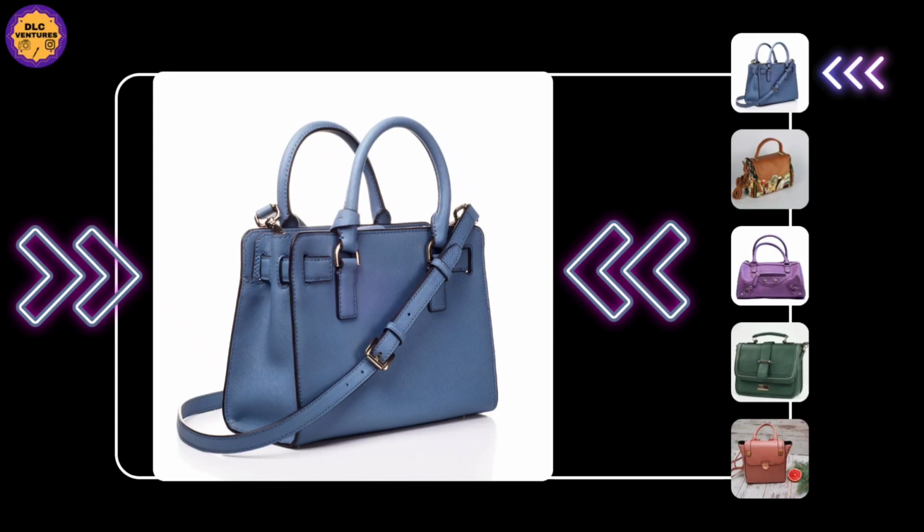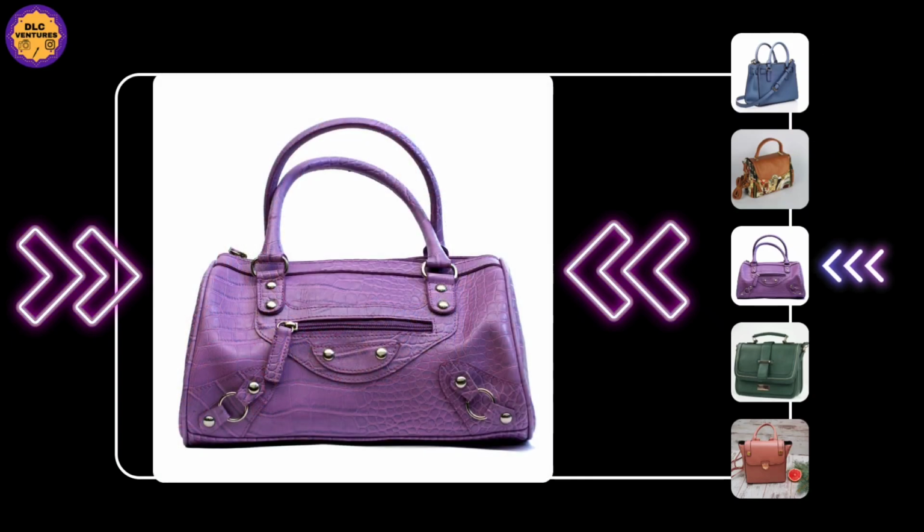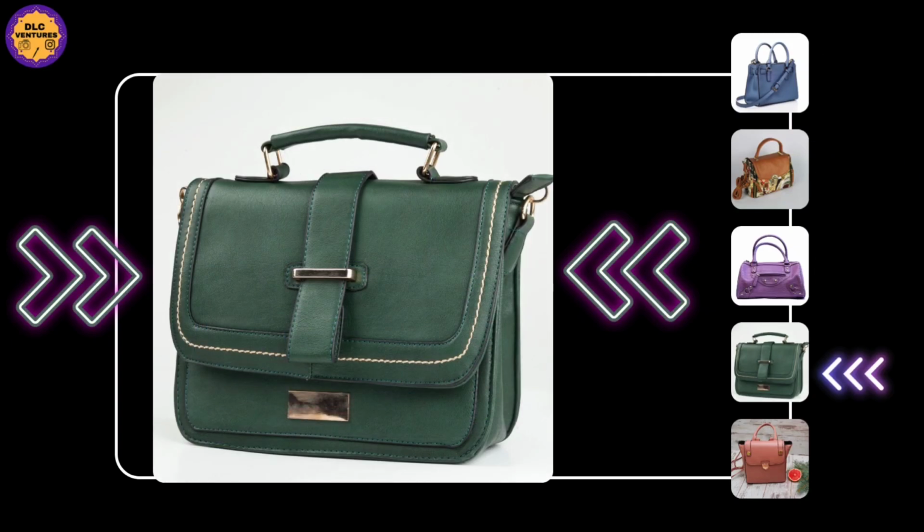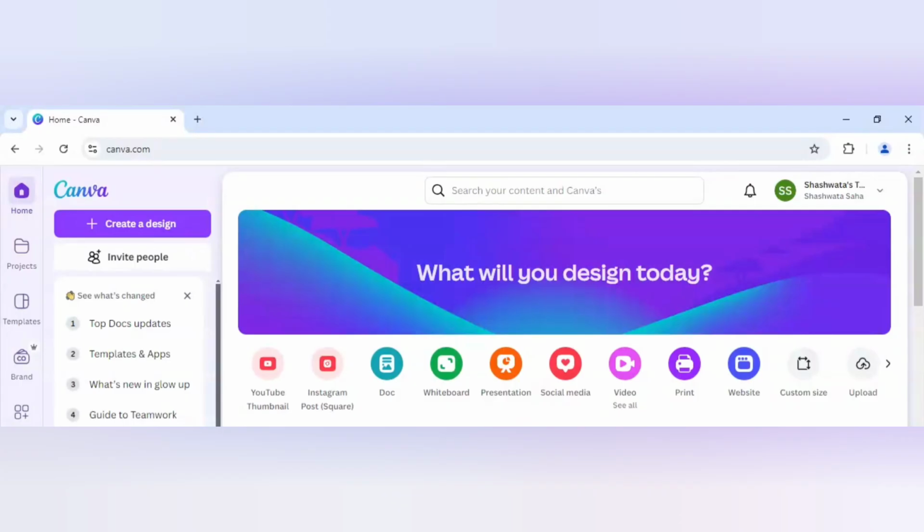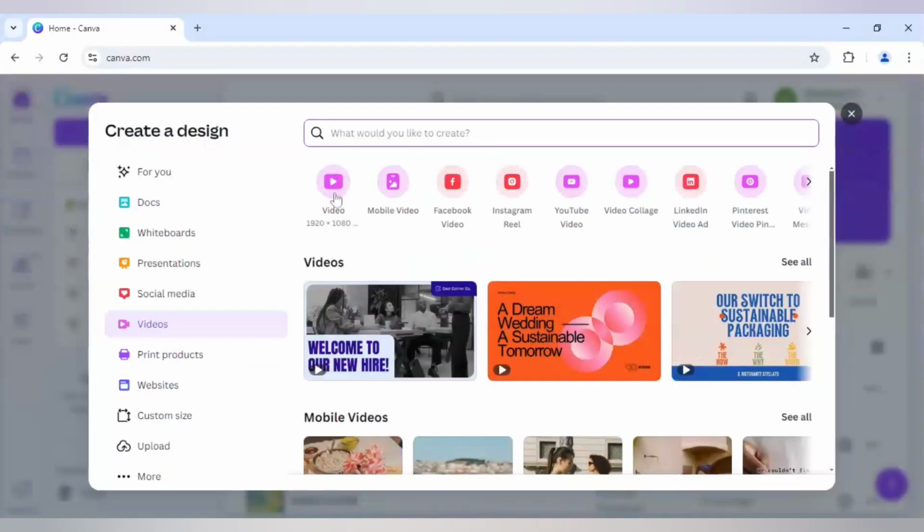So in this video I will share how to make this type of animation video in Canva. So let's start. I will click on video and choose 1920 x 1080 pixels, which is the YouTube dimension, and I will right click and open link in new tab.